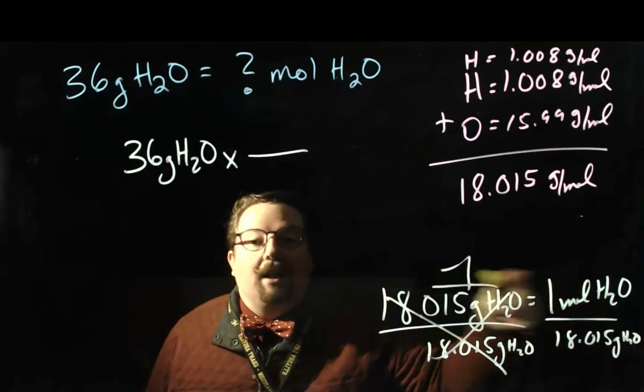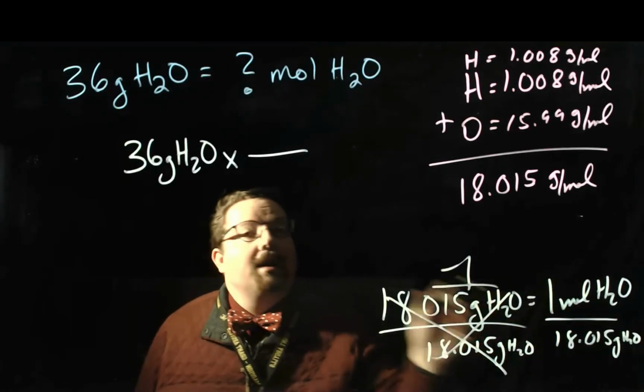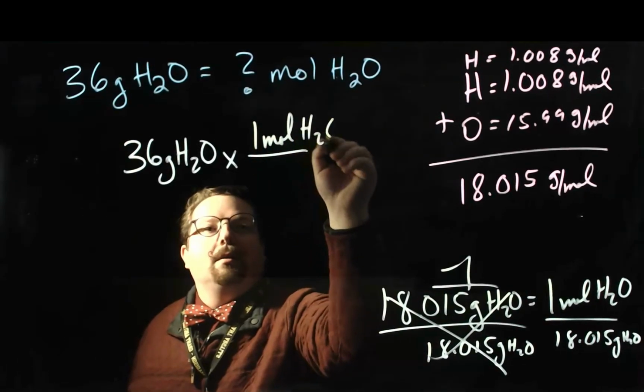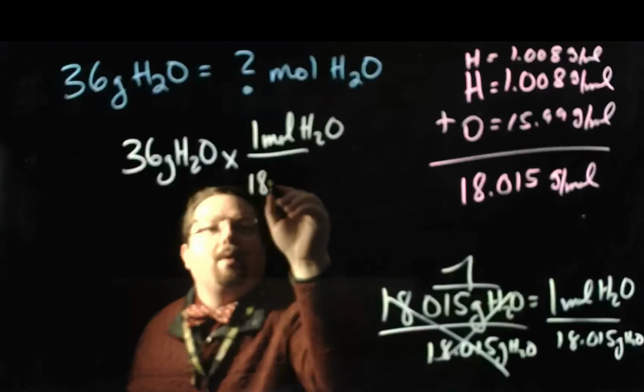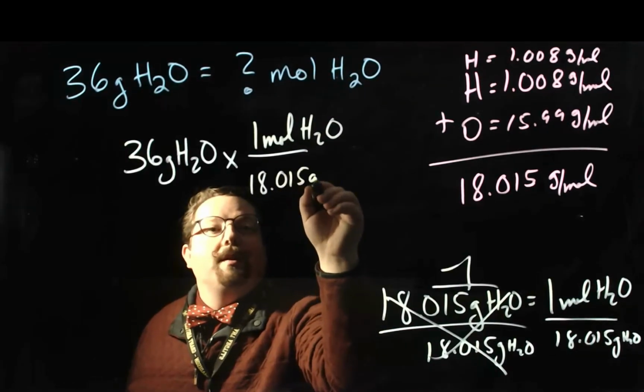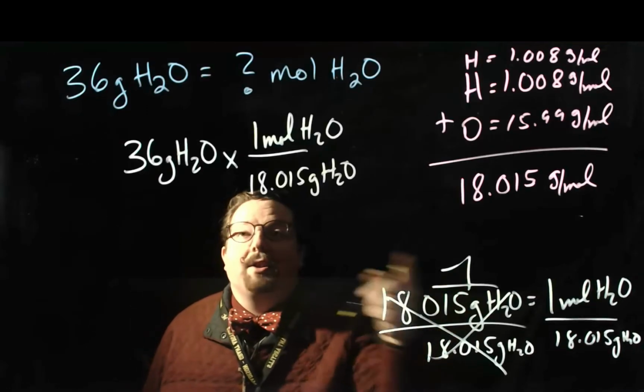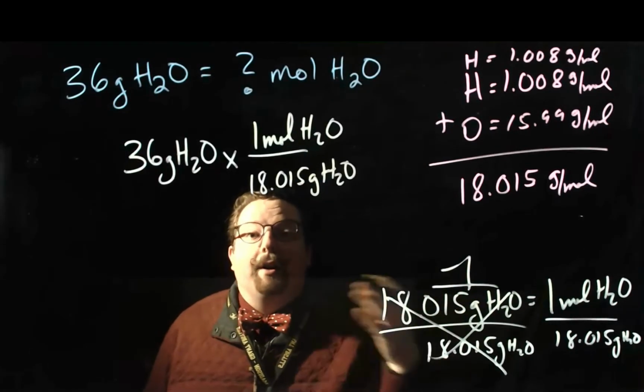And now this all equals 1. So I can put 1 mole of H2O is the same as 18.015 grams of H2O. And that's the same thing as just multiplying by 1. It's how we convert our units.